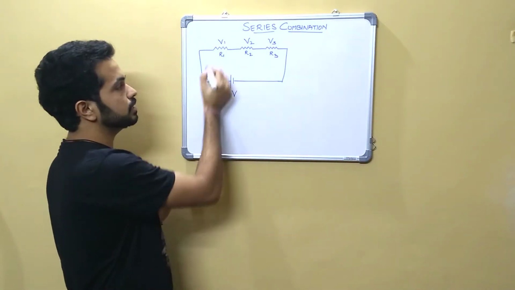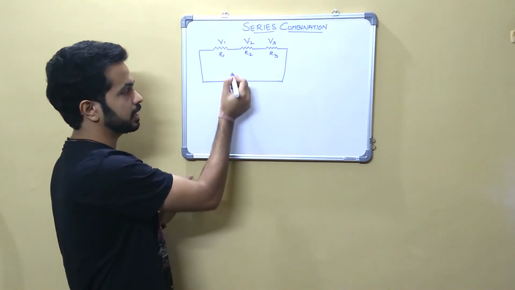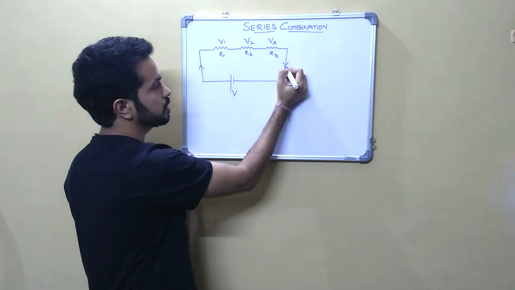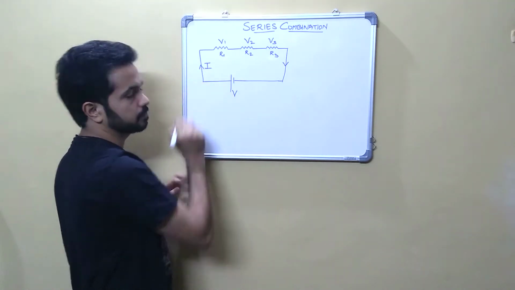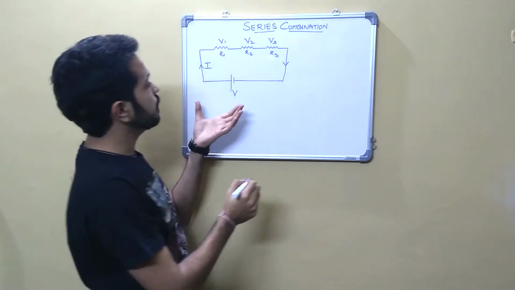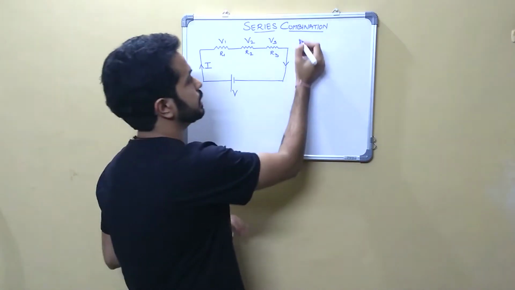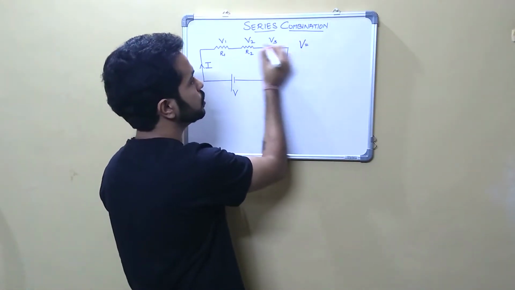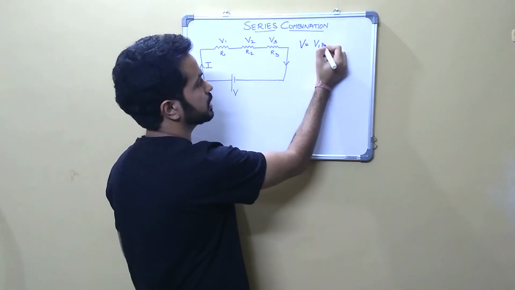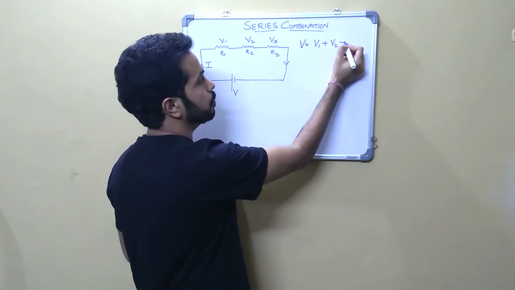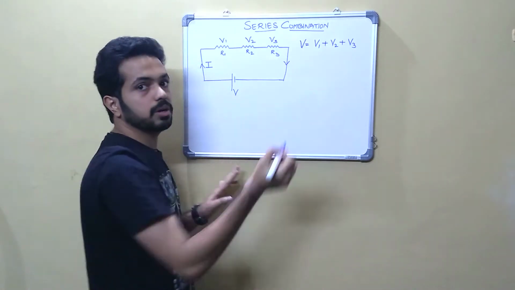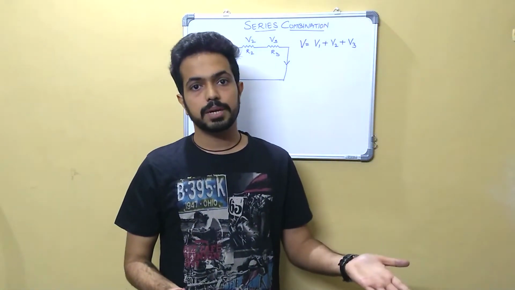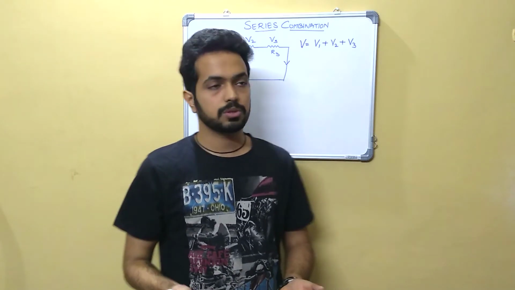Also we know that since it is connected in the circuit and a battery or a cell is attached, some current will be flowing in the circuit, current I. So if I have to mathematically represent this, I can say the total voltage V is equal to summation of these three individual voltages, that is V1 plus V2 plus V3. Now we are going to apply Ohm's law over here. In case you don't know what is Ohm's law, please check my previous video which talks about Ohm's law.